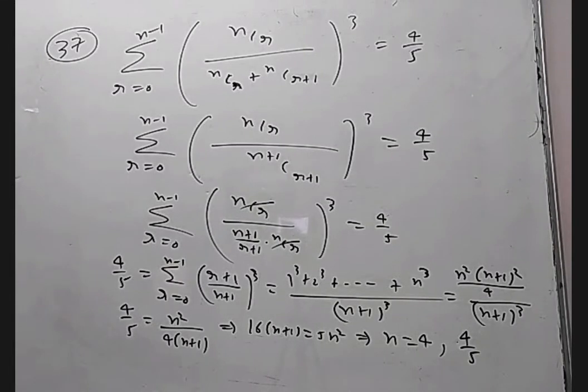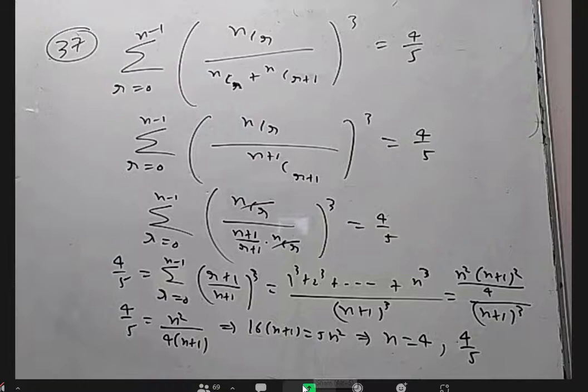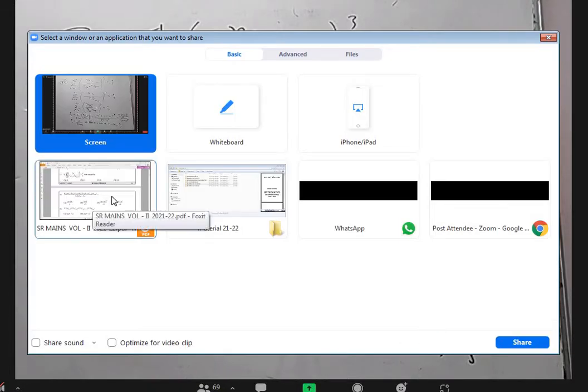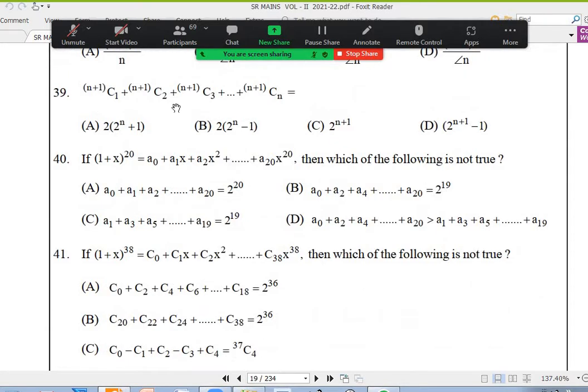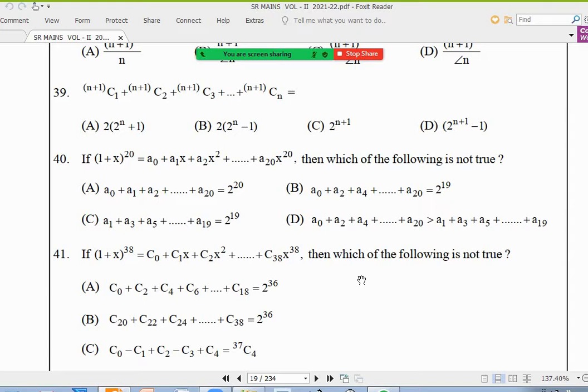Okay, everybody completed 37. Sorry, I shared that question. Okay, 39 onwards, what are simple properties that we learned, what we can do. Okay, I'm erasing 37 on the board.